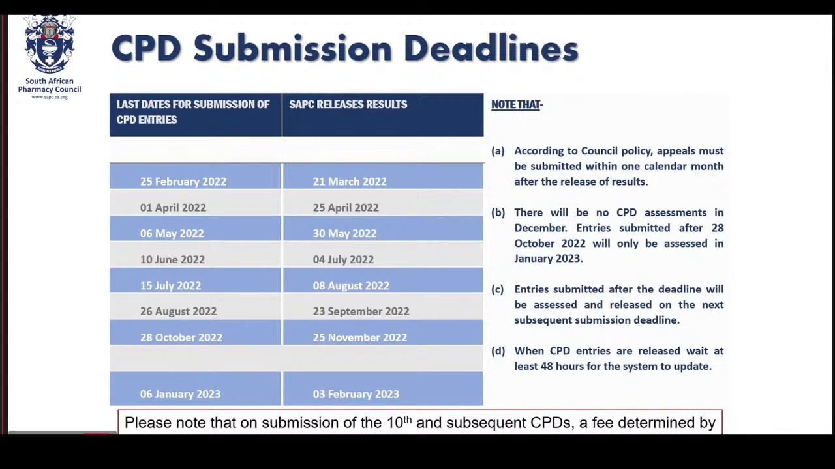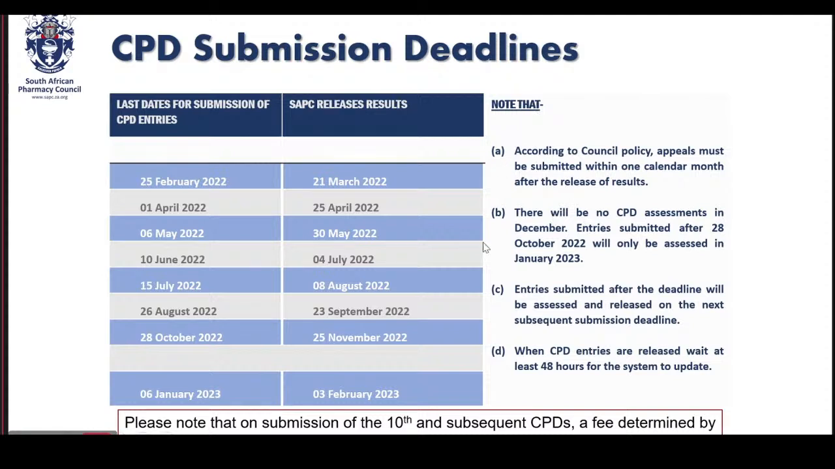And for now, the next submission deadline is on the 1st of April 2022, meaning anything that is going to be submitted after the 1st of April, the result will be released on the 30th of May. So if you want your results to be available by the 25th of April 2022, make sure that you submit on time by the 1st of April 2022. So you'll just familiarize yourself with all the dates that are provided there.